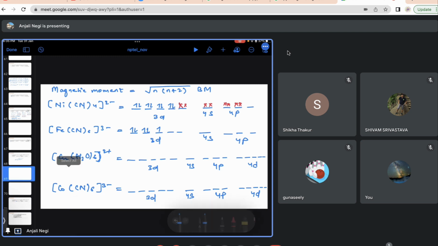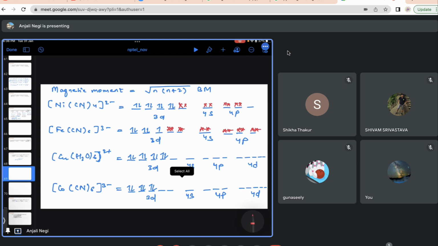Okay, so this complex of copper will again have a 3d8 configuration. And for cobalt, now in red color, just donating the... Okay, these red electrons denote the ligand electrons.